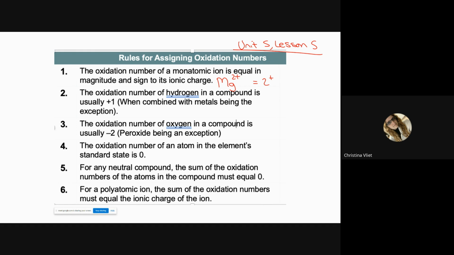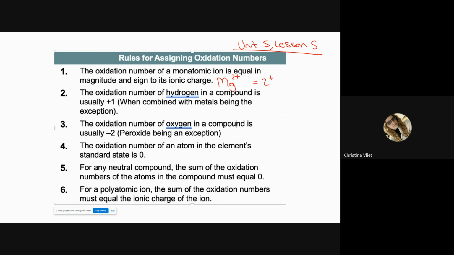Trust what they gave you is the ionic charge. It sounds silly to say that, but a lot of students get messed up here. So if you are given an ion, that is the oxidation number. Its charge is the oxidation number. That's rule 1. But so far that makes sense, right?